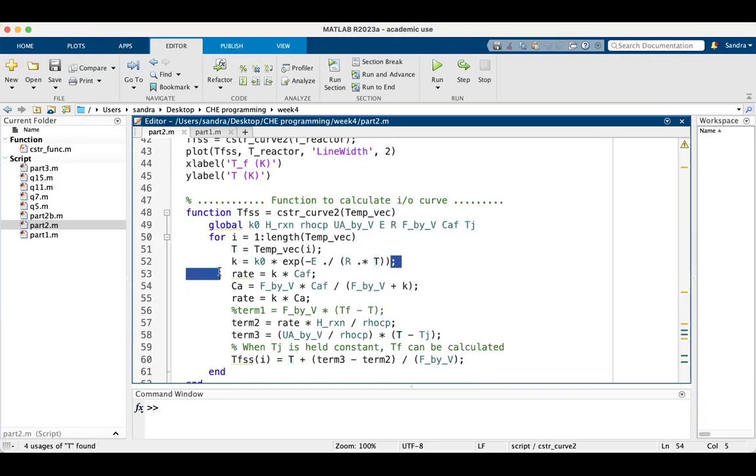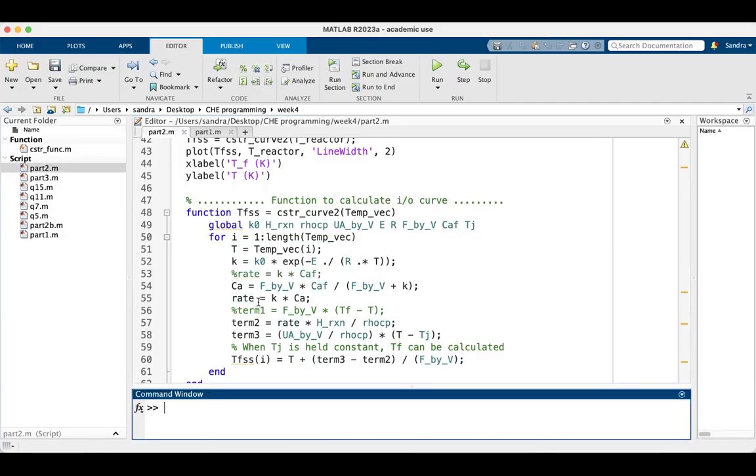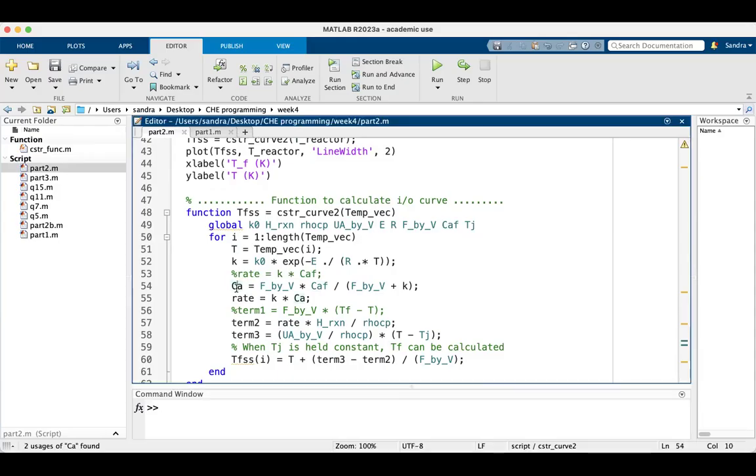So we have computed K. Once you've computed K, then we need to compute the rate. So rate will be what? Rate will be this K constant multiplied by the CA. Okay. Sorry, this is the rate equation. So before that, we need to find the CA also. So for finding CA, what do we do?